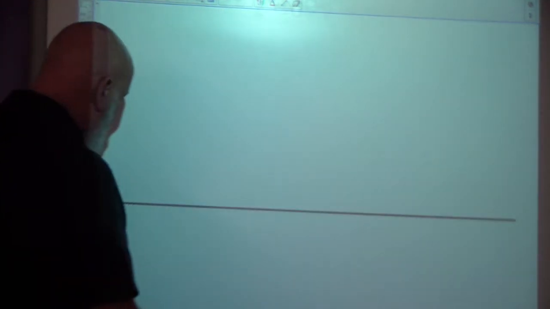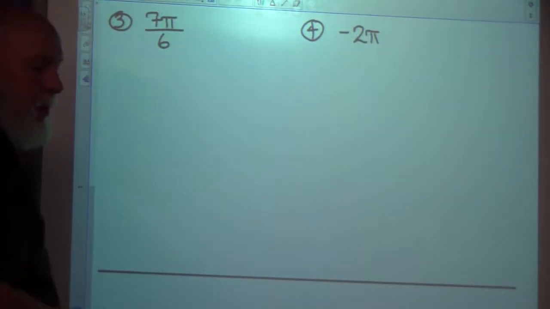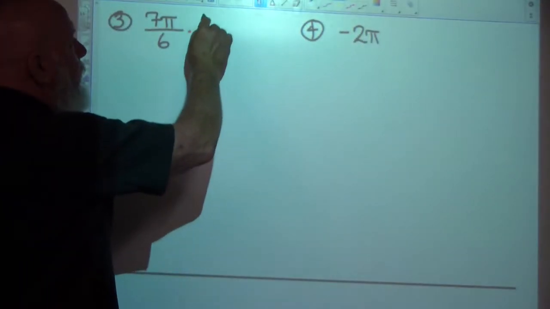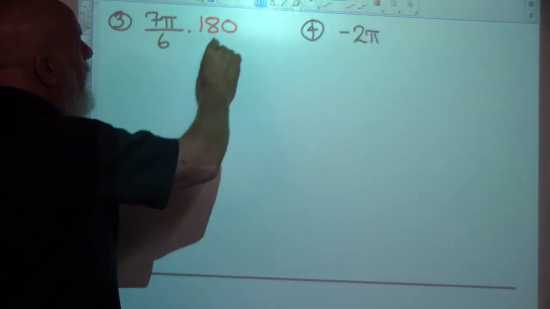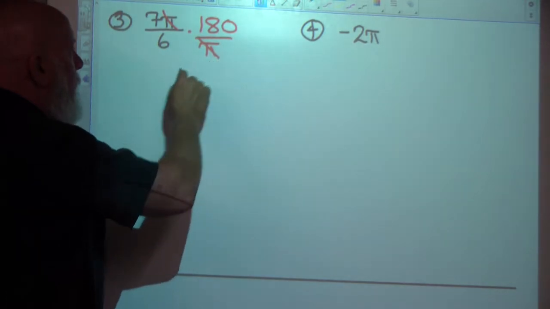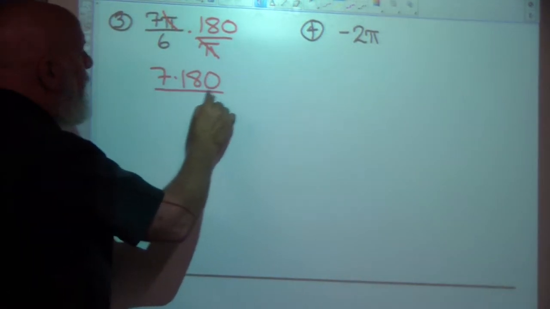And here we go, got a couple more. I'm going to do the same thing. The instructions are the same. This is an angle in radian measure, and I'm going to convert it to degrees by multiplying by 180 over pi. As soon as I do that, these pi's cancel. It leaves me with 7 times 180 over 6.